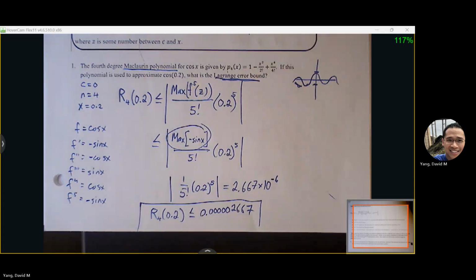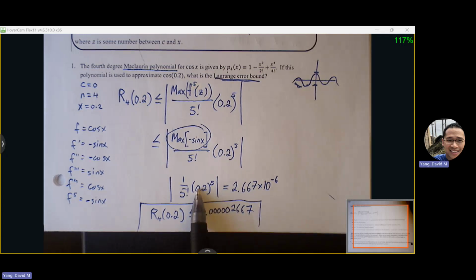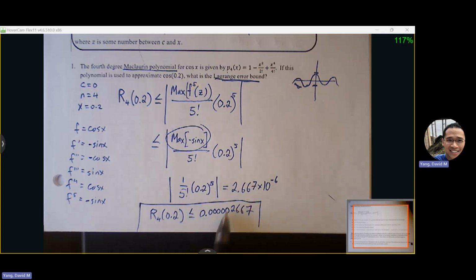Yes. Yeah, this is fine. You can write it like this. I just want to show that this is really a small number. But these are both fine. You can also write it as 1 over 5 factorial. Yes, that's right. Any of these options are fine. I just wanted to show how small this number is. But these are all fine.